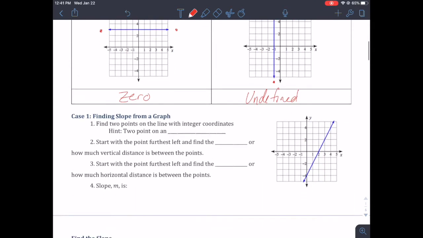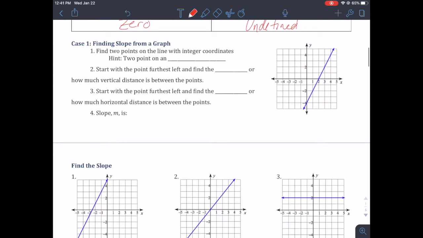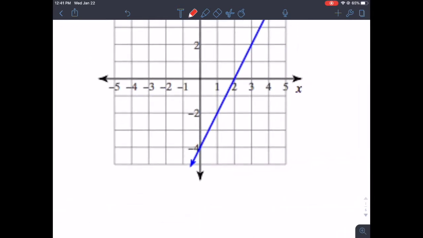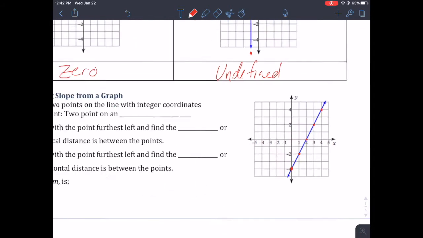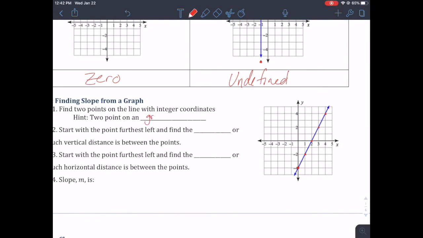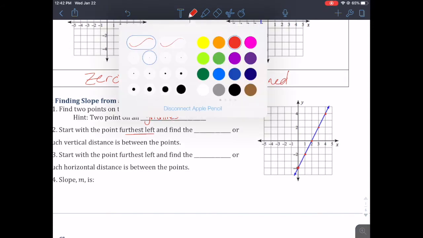Okay, now we do want to find numerical values for most slopes. So let's first look at the case where we have a graph. We want to find 2 points on the line with integer coordinates. If I look at the graph, what we're really talking about is, for instance, here, or here, or here, or here. Yes, one more. There are all these places with integer coordinates. Basically, it's 2 points on grid lines. We can pick any of them, but we always want to start with the furthest left and go from there.